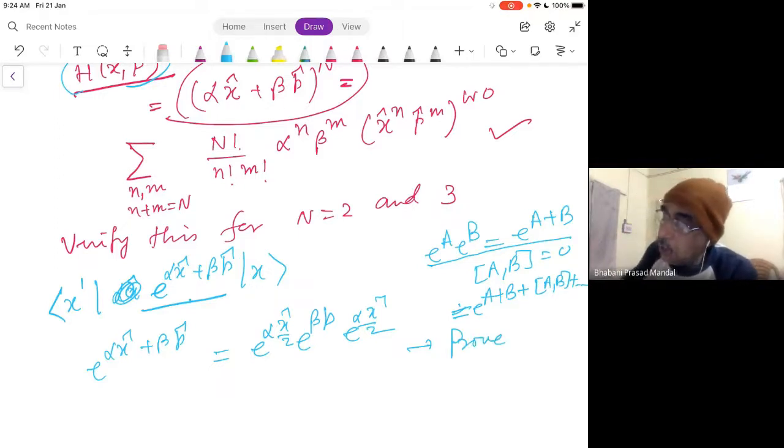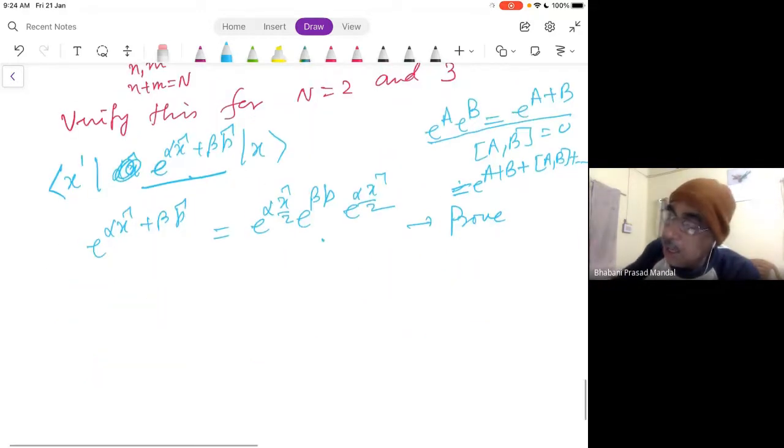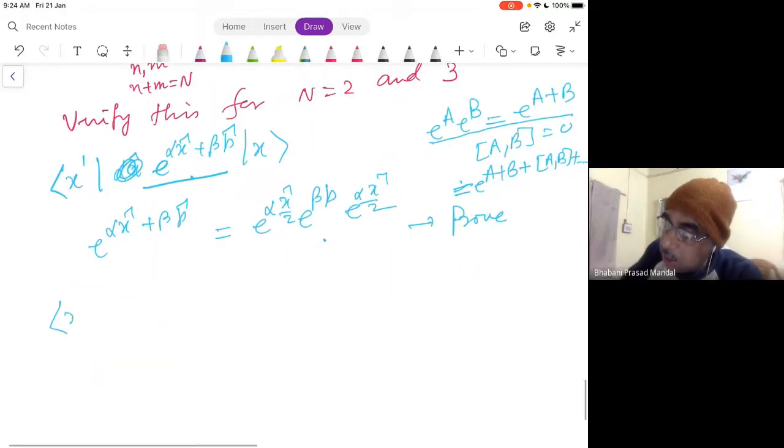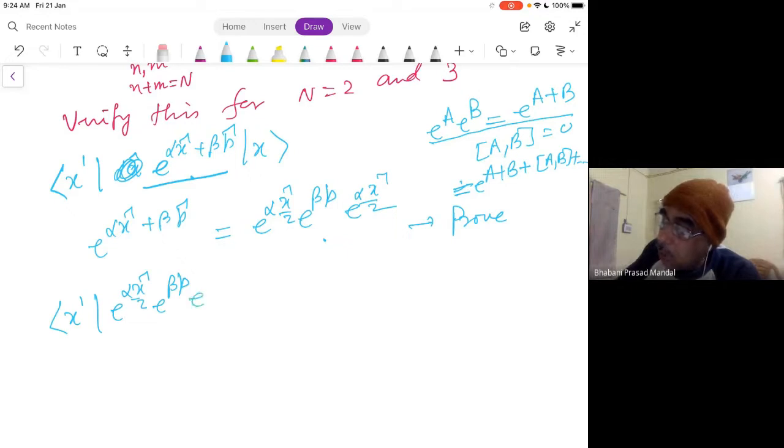I'll be using this expression here. So for my matrix element, I can calculate alpha x by 2, e to the power beta p, and then e to the power alpha x by 2, and then I'll have x.